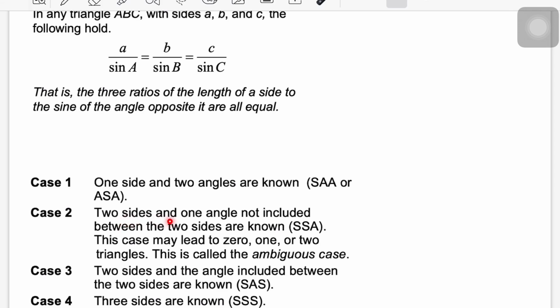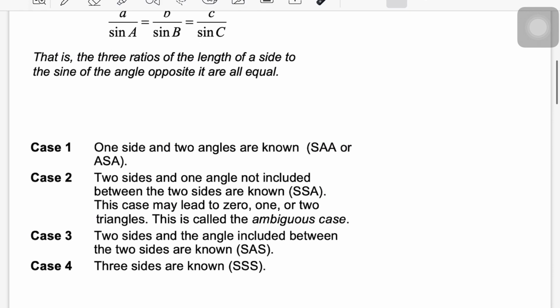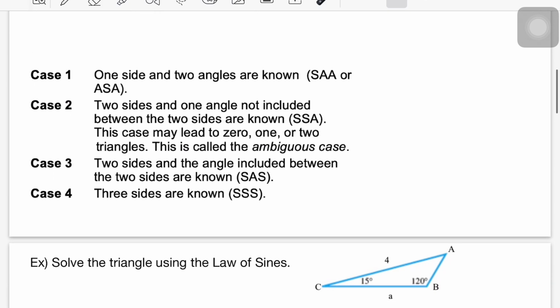Similarly, if we were given two sides and one angle, but that angle is not included between the two sides, this is known as side-side-angle, SSA. So the order of the information given, the side or the angle, is how this naming convention is chosen. And then we also have the last two cases, where we have two sides and the angle included between the two sides, or if all three sides are known. This will come up again, but first let's look at this example.